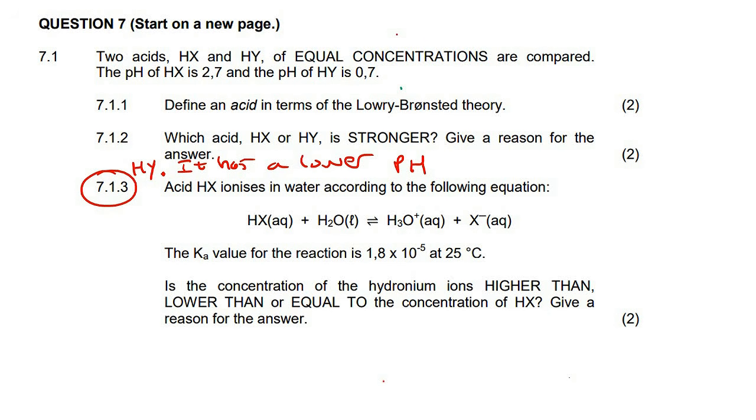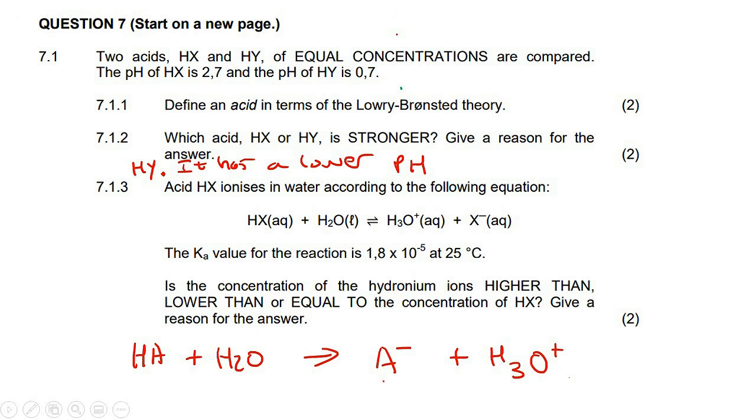So this question says that acid HX ionizes in water according to the following equation. Now we know that's how acids ionize. Remember I showed you earlier, if you have HA plus water, then this acid likes to give away its proton, so it becomes that, and this one gets that proton, so it becomes H3O plus. The Ka value is simply a value that tells you how strong or weak an acid is. Remember, your Ka value is actually just a Kc value for acids.